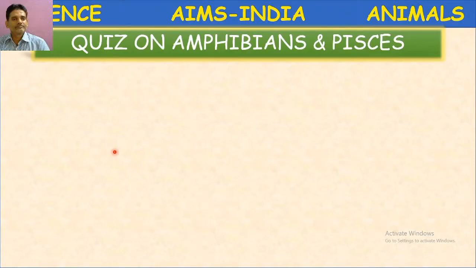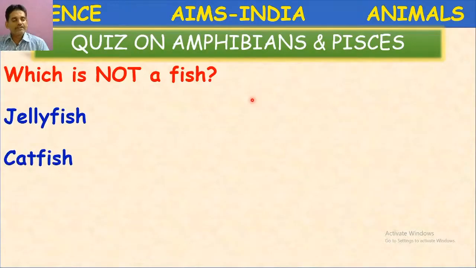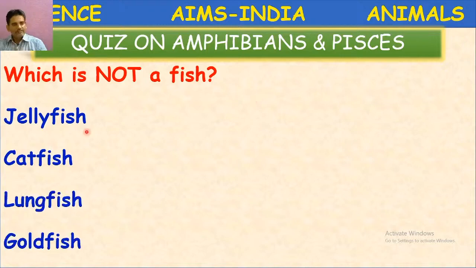Which is not a fish? Among the following, which is not a fish? Jellyfish, catfish, lungfish, goldfish. These are all the fishes present in all these terms. Yes. Which is the correct answer? Jellyfish. Jellyfish is not a fish. Jellyfish is a coelenterate. Okay, invertebrate it is.